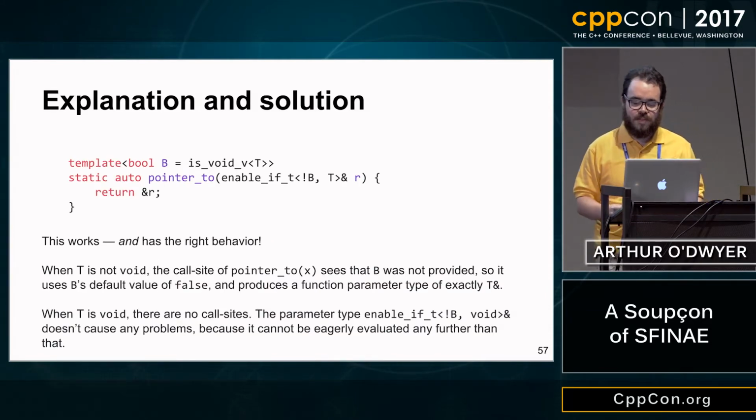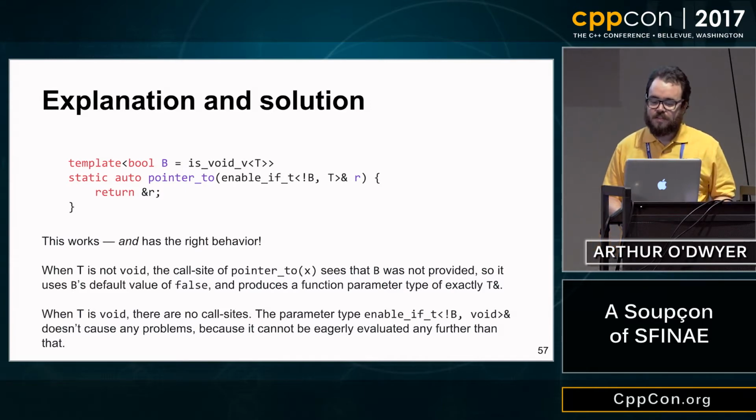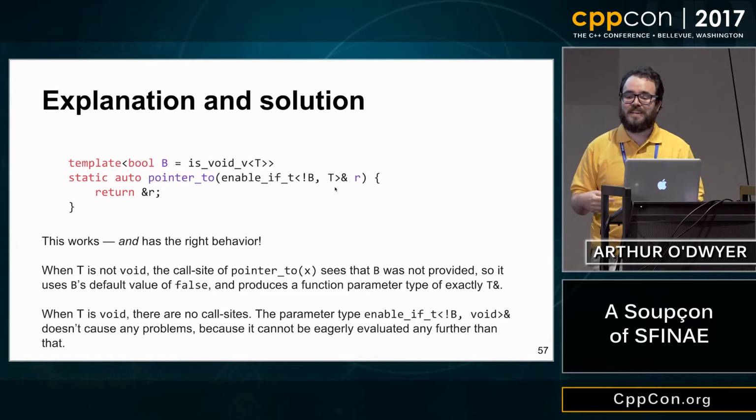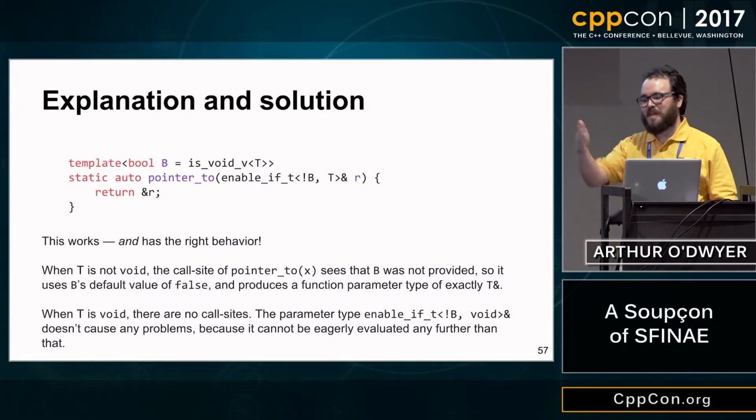In this slide, you still need the default template parameter. Yes, you do still need it, because if you got rid of bool b and you moved is void vt down into here, then this whole expression would depend only on t, which we know. And when t is void, this will be ill-formed. We'd be back where we were.